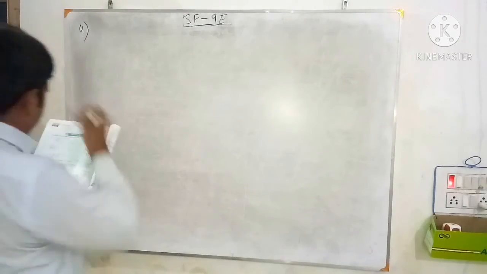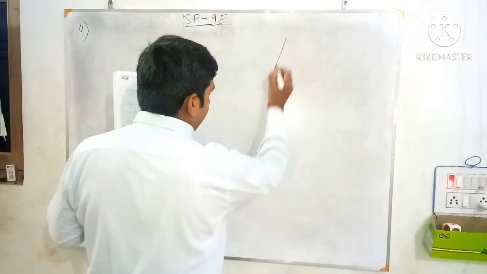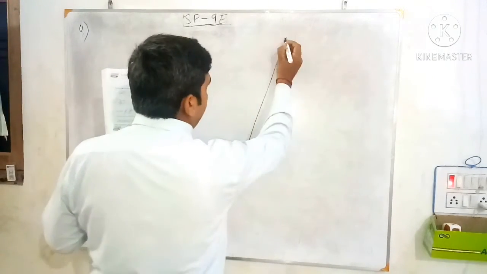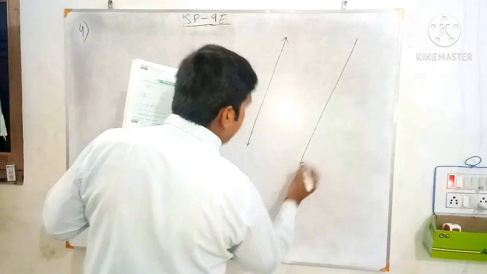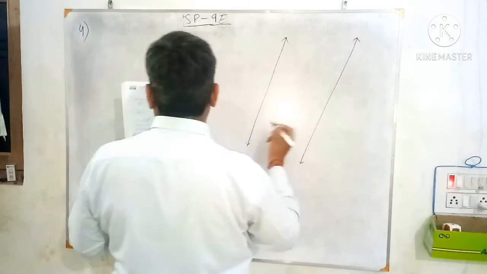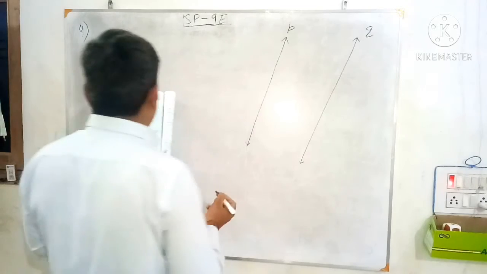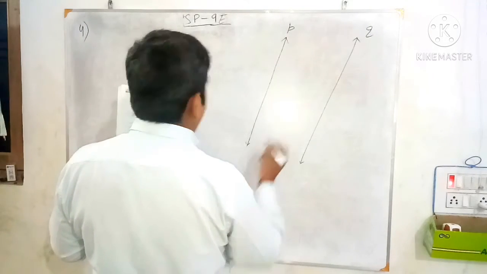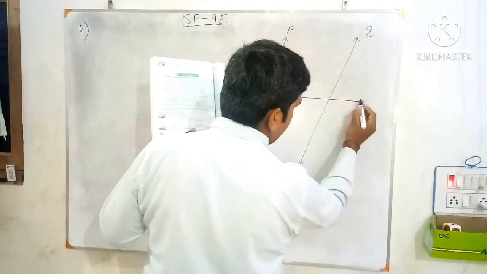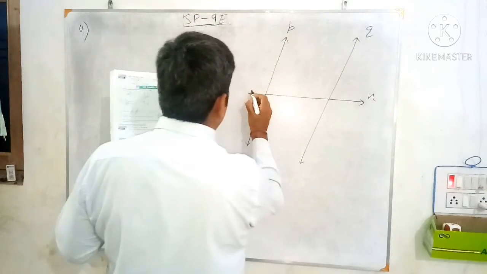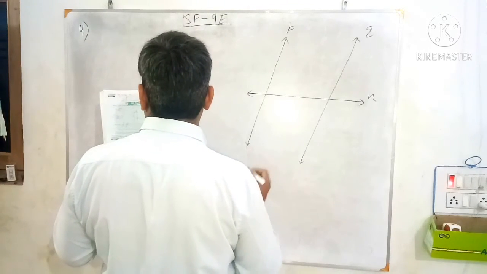Now you can see in the given figure two parallel lines, one is P and the other is Q. And there is one transversal N, and there is another transversal, that is M.